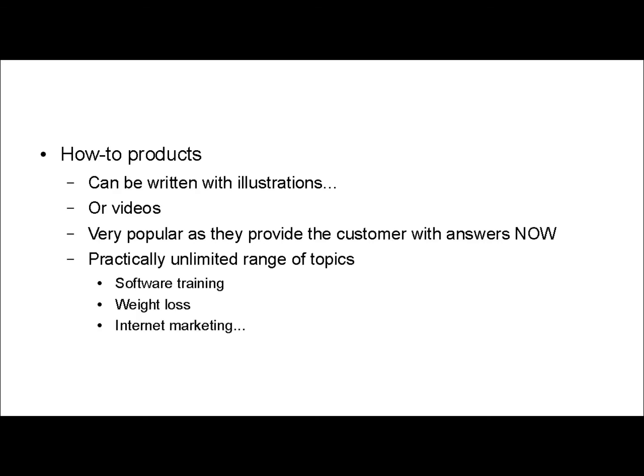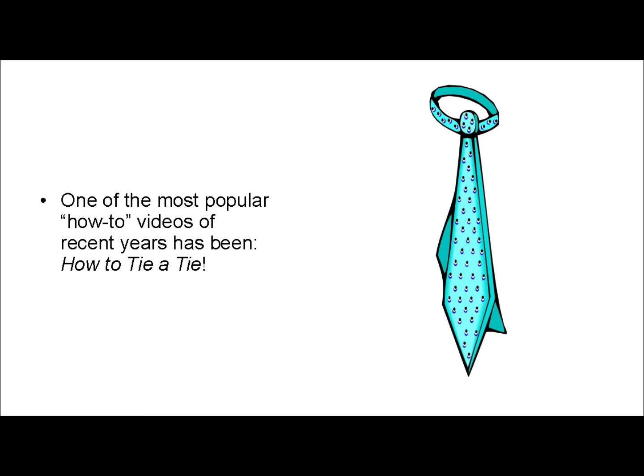It can be software training, like how to create a WordPress blog. It can be weight loss, like how to lose 10 pounds in 2 months. It could be to do with internet marketing, like how to get 1,000 sign-ups to your mailing list, and the list just goes on and on and on. In fact, one of the most popular how-to videos of recent years has been how to tie a tie.